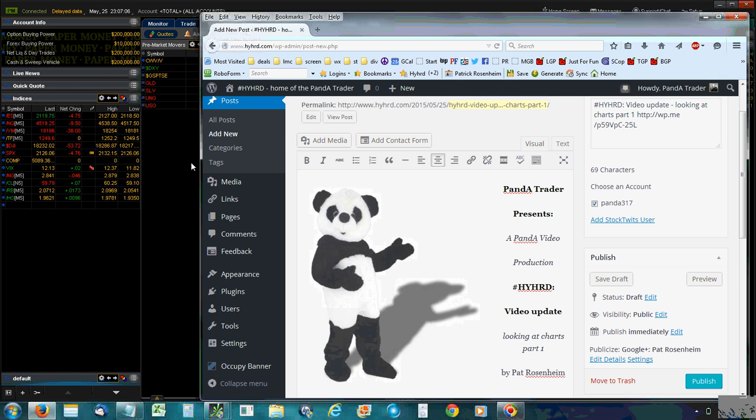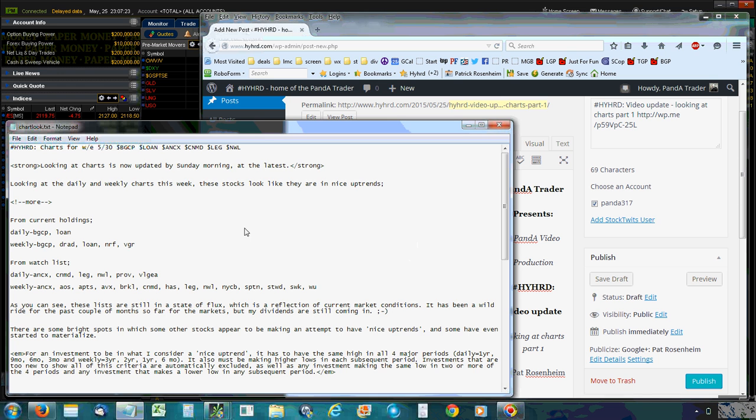This one, I'll be looking at charts. This is part 1. Part 2 will come later, and that has some different charts that I want to show you. Right now I just want to show you the text file that I use for my weekly posting. This is what I used last week.